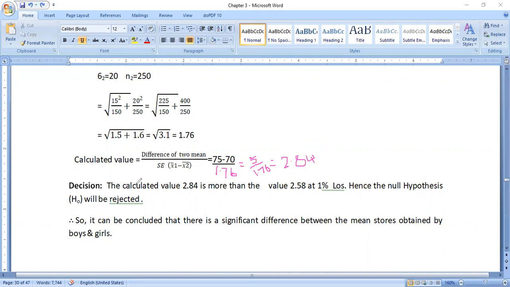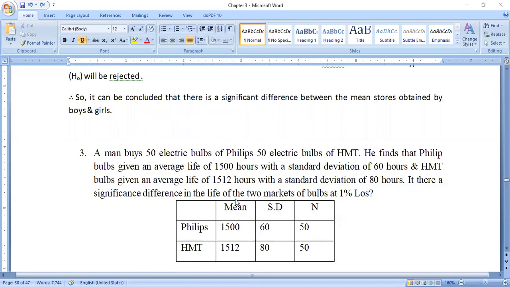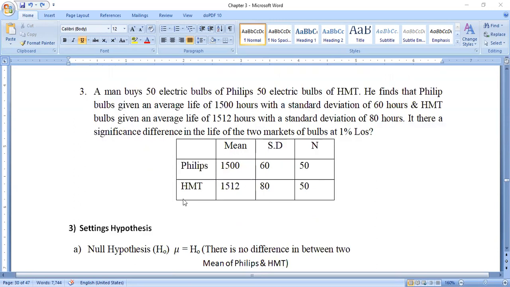Then the fifth one is the decision rule. We have to write the decision: the calculated value 2.84 is greater than 2.58 at 1% LOS. Hence the null hypothesis H0 will be rejected. So it can be concluded that there is a significant difference between the mean scores obtained by boys and girls. Okay, this is the problem. So this is the first problem we completed.